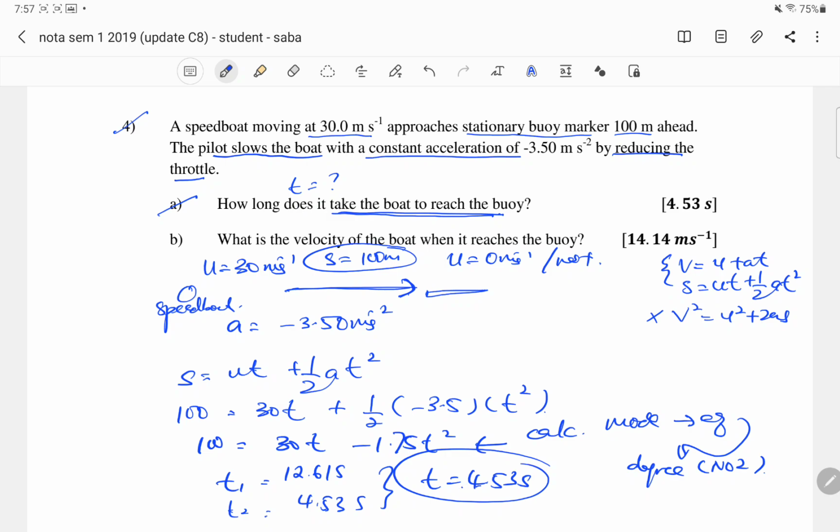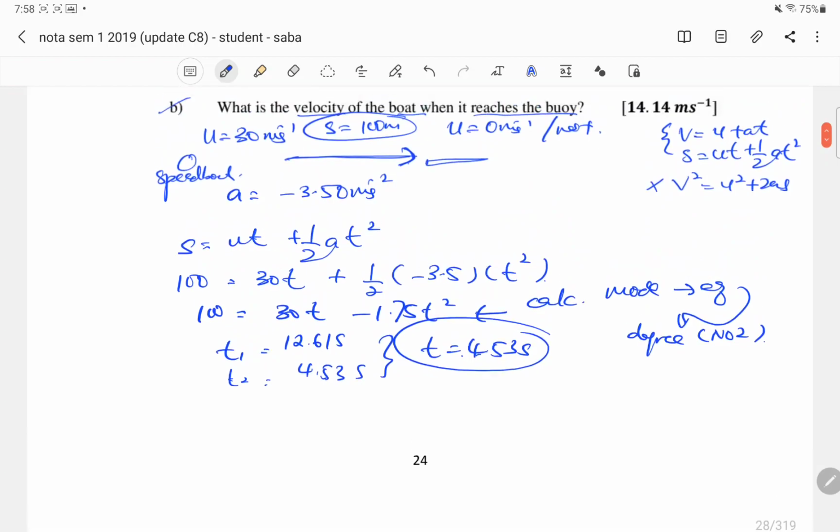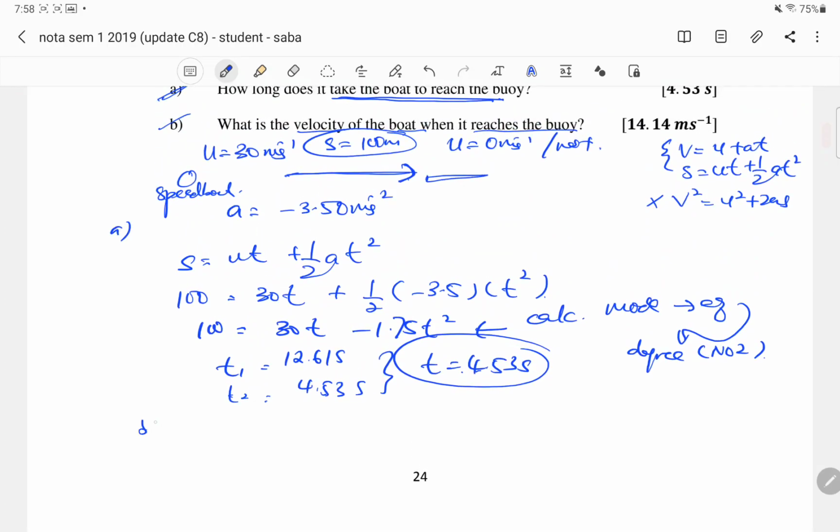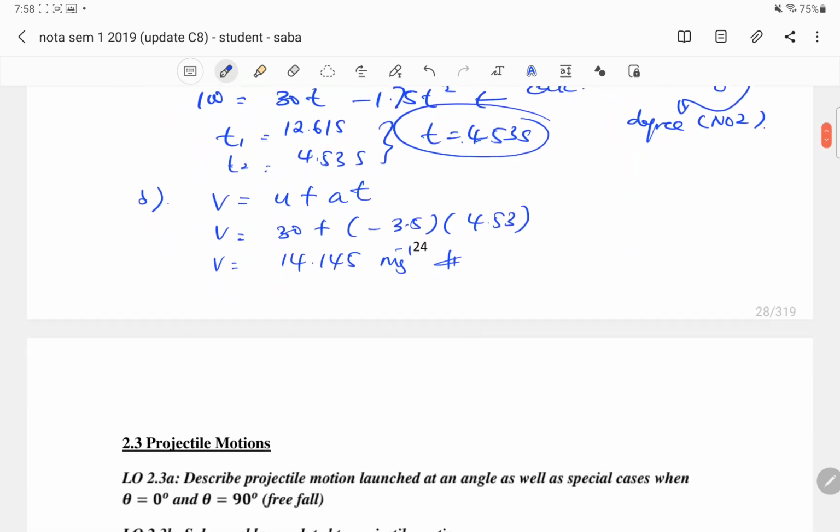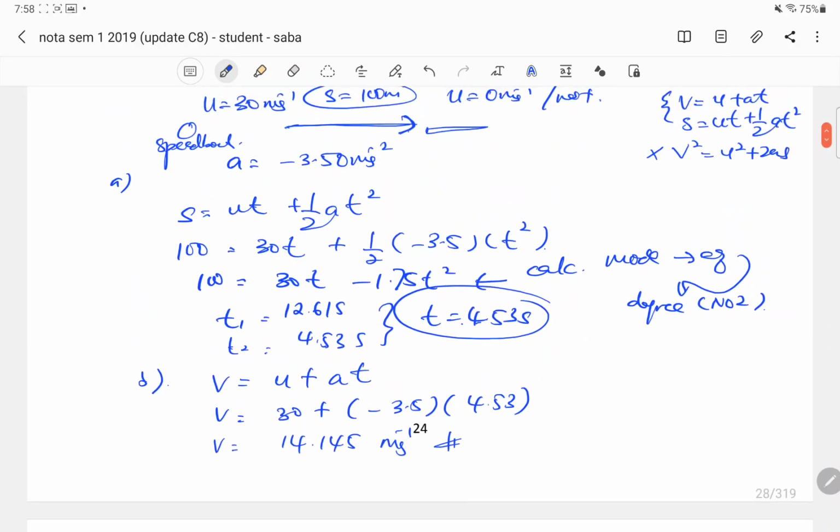Okay, so now, let's look at B. What is the velocity of the boat when it reaches the buoy? Okay, the velocity of the boat. Okay, this one is A. We want to find B. Okay, so V equal to U plus AT. V, we want to find, U is 30, negative 3.5 T, 4.53 second. Okay, from the previous question. So you have 14.145 meter per second. Okay, alright. So that's all. Thank you.